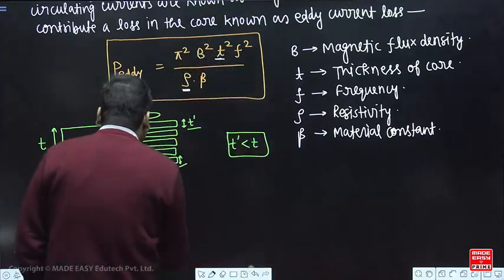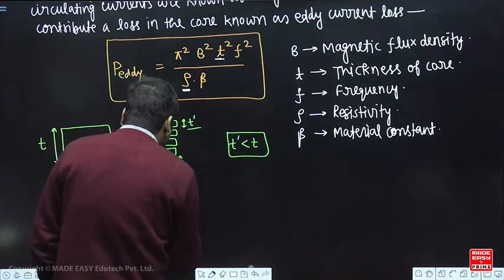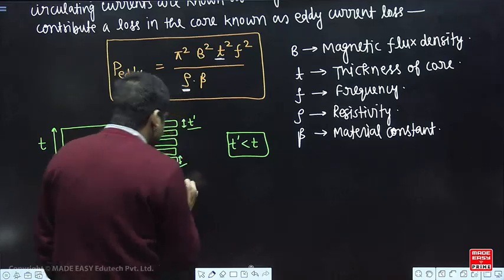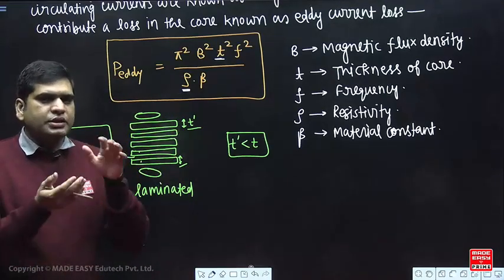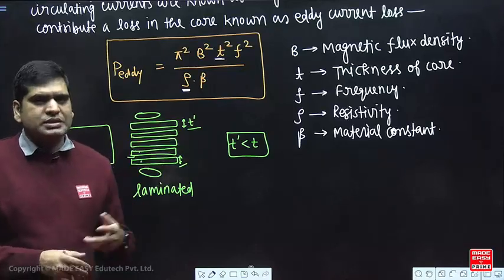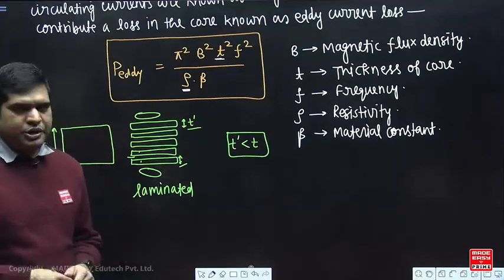Such cores are known as laminated cores. So instead of using a single core, use thin sheets stacked together and they will reduce the eddy current losses, and such cores are known as laminated cores.